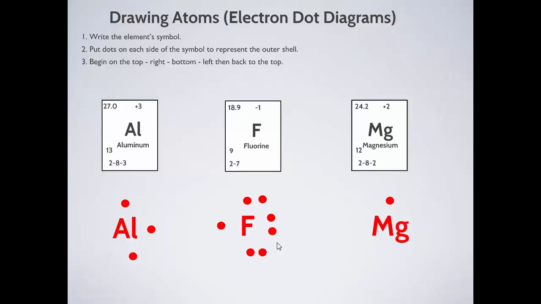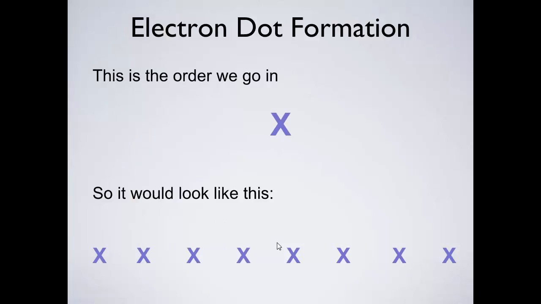Let's do magnesium. Magnesium has 2 electrons in its outer shell. So we have our 2 dots. That's called its oxidation, and we'll talk about that as well. So the order we go in is clockwise. You get this, right? Start at the top, and the second electron goes to the right. If you understand, you don't really need to write all the dots in. We just go clockwise.